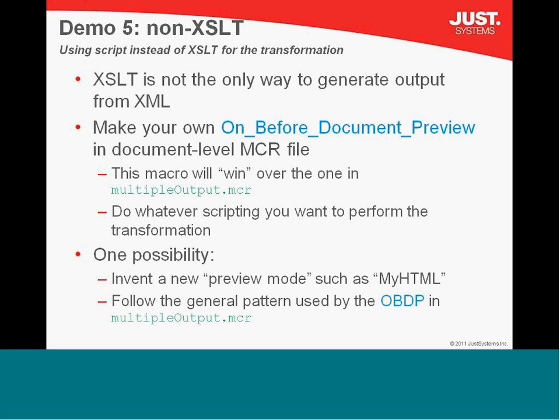It basically just involves getting slightly more into the code. Essentially, what we're going to do is replace that on-before document preview macro, or rather override it, with one of our own. So we're going to write our own on-before document preview, and we're going to put it in our document level macros instead of having it in the multiple output MCR. Well, it'll still be in the multiple output MCR, but the one that we're going to write will win because it's going to get loaded later.